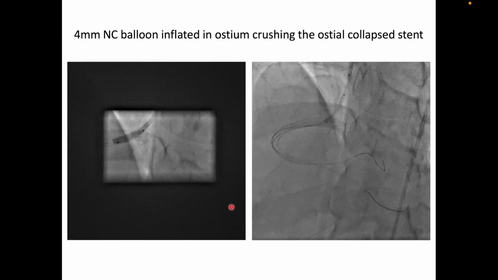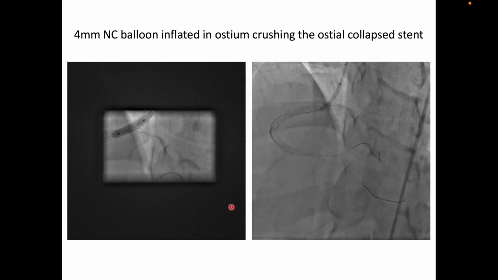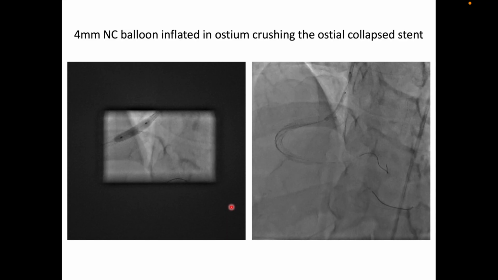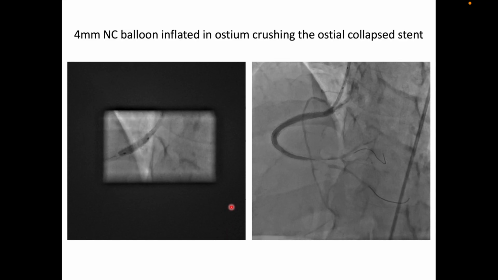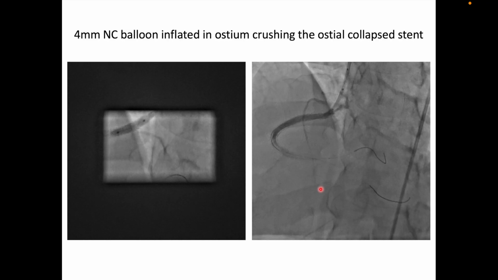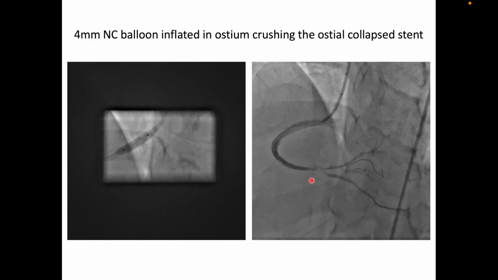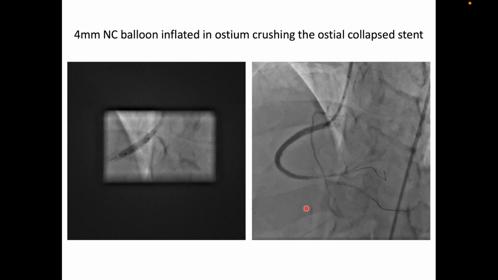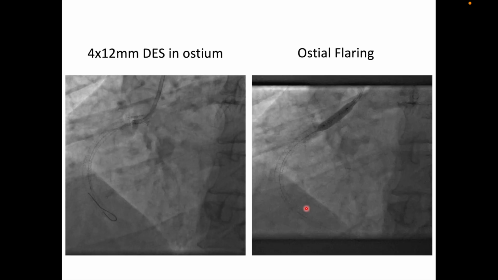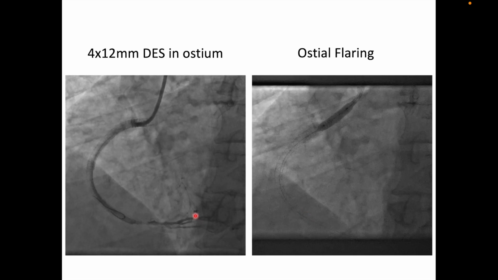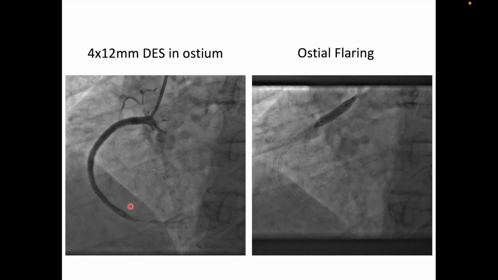So what I did next, I took a 4 millimeter non-compliant balloon and inflated it in the ostium, crushing the ostial collapsed stent properly so that it is now fully crushed. Then I took the pictures and saw that the actual reason for stent thrombosis was at the distal stent edge, where maybe I had missed a dissection, which did not seem to be there when we did the final imaging in the last intervention. But here you can see clearly that I now need to stent this.